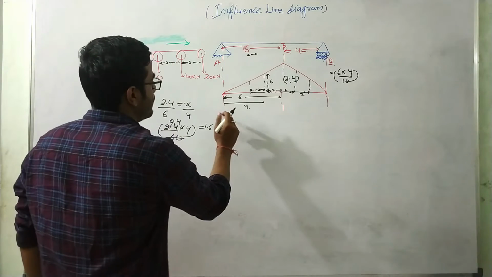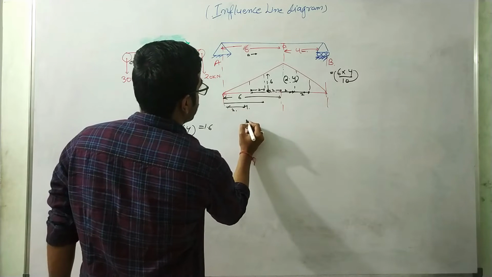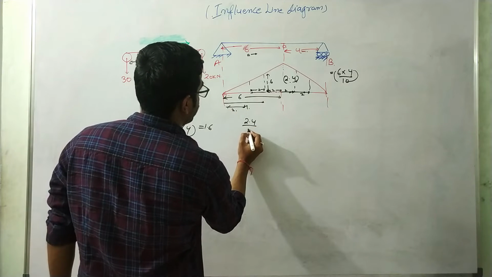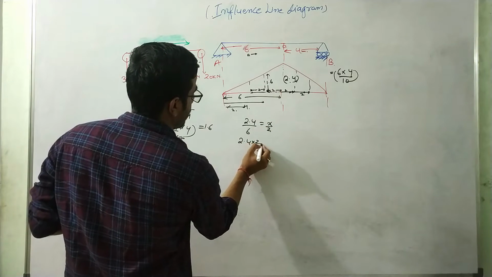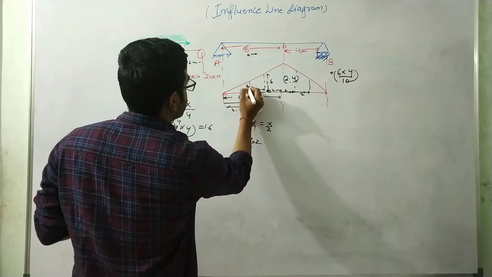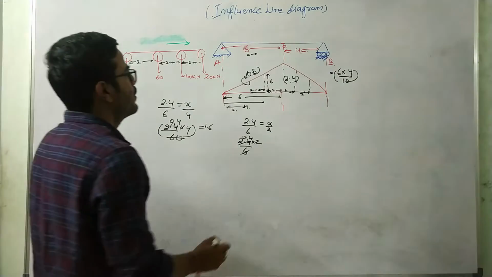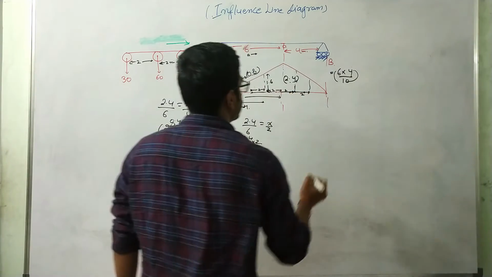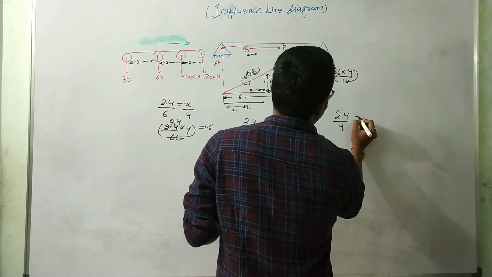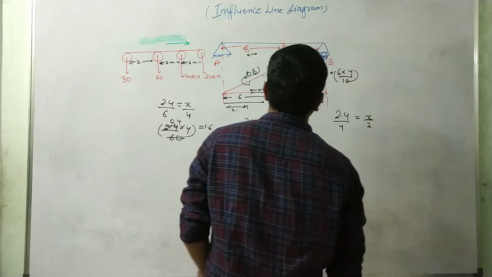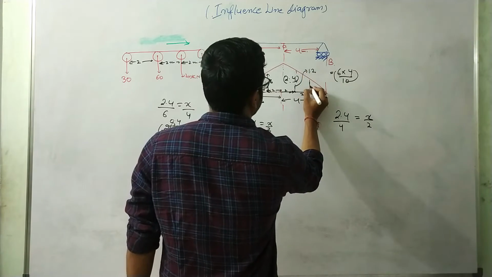Similarly, if you consider the similar triangle for this portion, again this distance is 2 meter. So you can write 2.4 over 6 equals x over 2, so this is 0.8. Now we'll find the coordinate at this position, again at 2 meter distance. The total length is 4 meter, so 2.4 over 4 equals x over 2, and this ordinate will become 1.2.